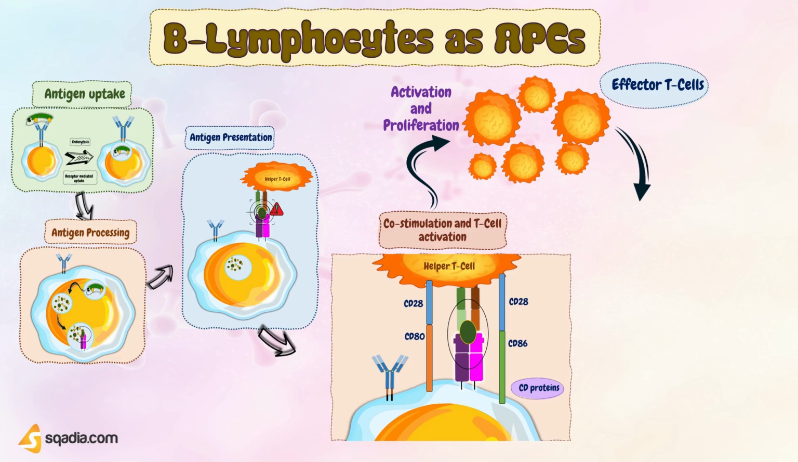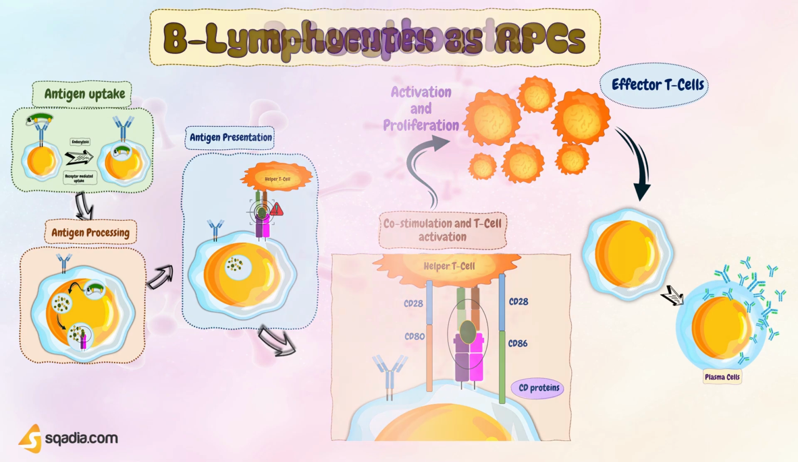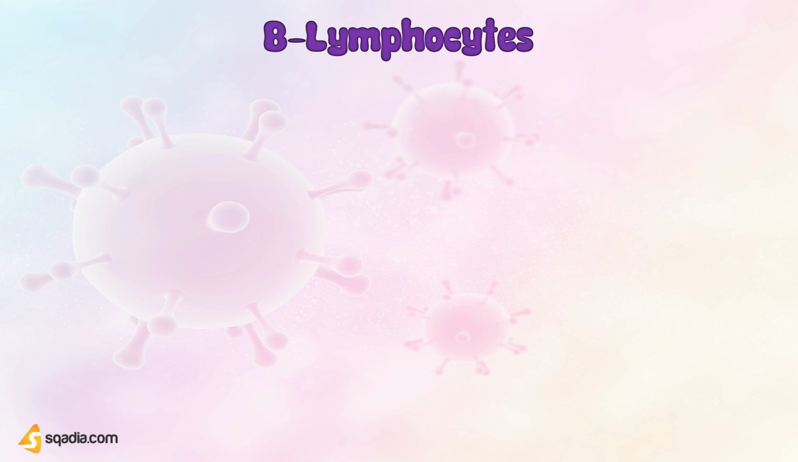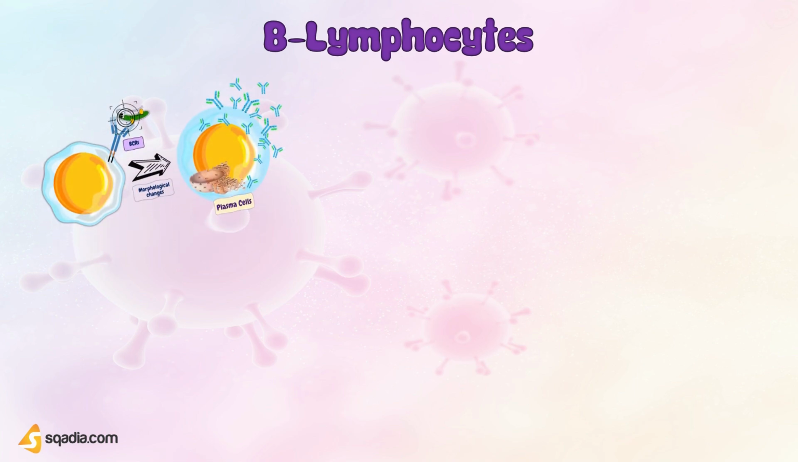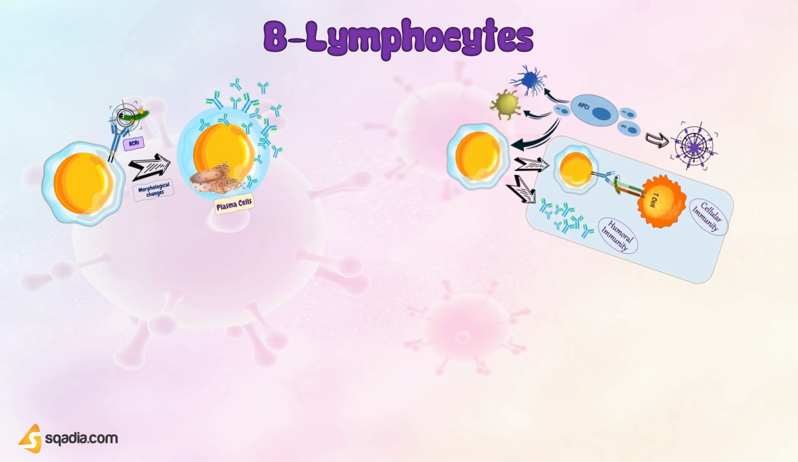The effector T cells, in turn, stimulate B cells to differentiate into antibody-secreting plasma cells, promoting the production of specific antibodies that neutralize the invading pathogen. So to summarize, B cells, who are well known for their role in antibody production, also serve as antigen-presenting cells, contributing significantly to adaptive immunity.